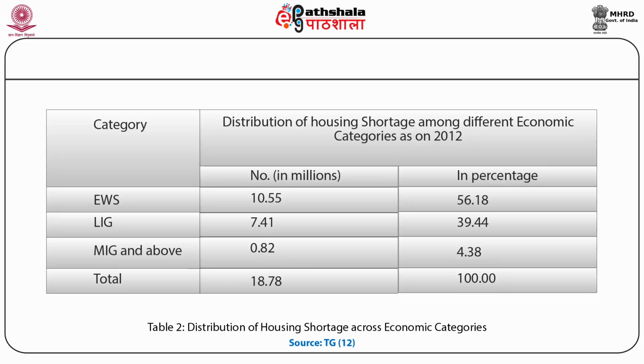Relatively very few, that is 0.8 million households, in the middle income and high income group, where middle income and above is defined as those earning above rupees 10,000 per month, are found to be facing the housing shortage. This group constitutes hardly 4.38% of the total housing shortage in the country. The distribution of housing shortage across income groups can be observed from Table 2.